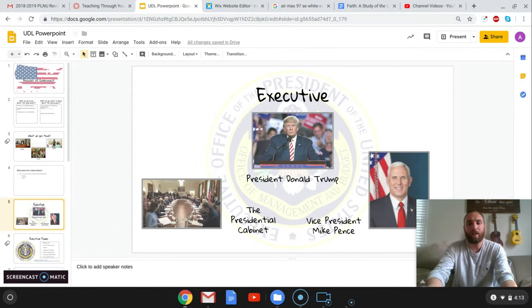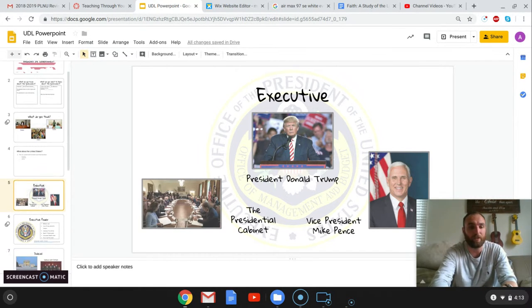Right now, our executive branch consists of President Donald Trump, so you have the president, the vice president, who is now Mike Pence, and then the president's presidential cabinet. Now, the presidential cabinet is just a group of advisors for the president that oversees lots of different things in the country. They're sort of like a team for the president to make decisions about a bunch of ways to run the country.